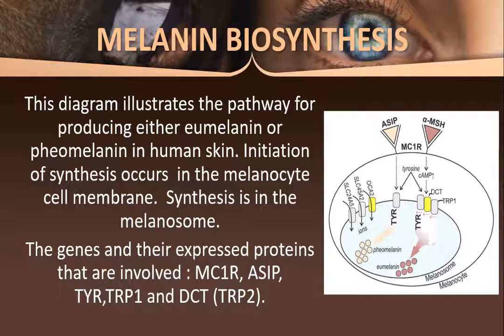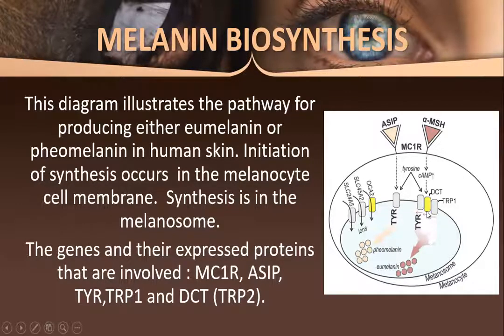Then initiation of synthesis occurs in the melanocyte cell membrane. Synthesis in melanosome, the genes that are expressed, the proteins. Okay, so the proteins and genes which are usually responsible for melanin biosynthesis are MC1R. So MC1R is actually a receptor protein which is present on the melanocyte surface. You can observe here the MC1R protein, ASIP protein. I will tell you the function of ASIP protein later in my slides.